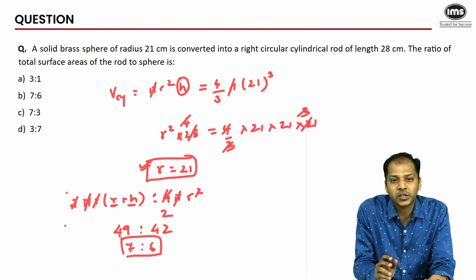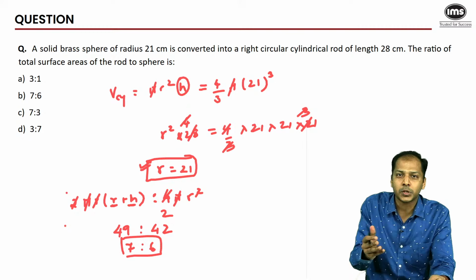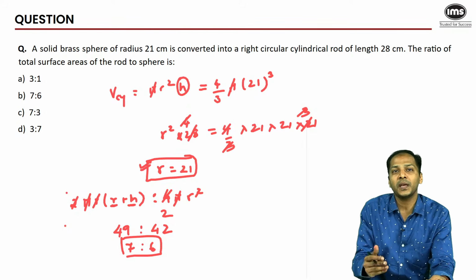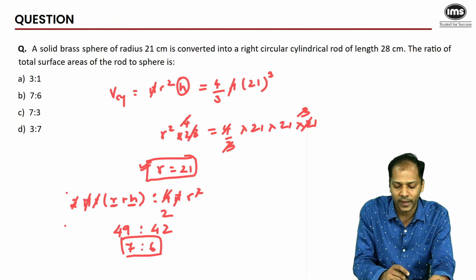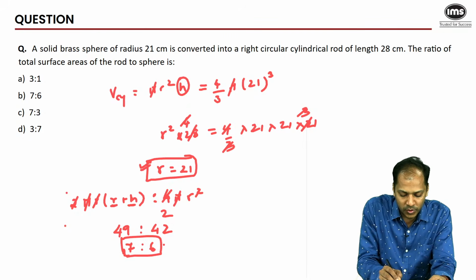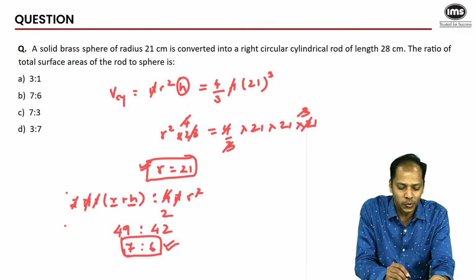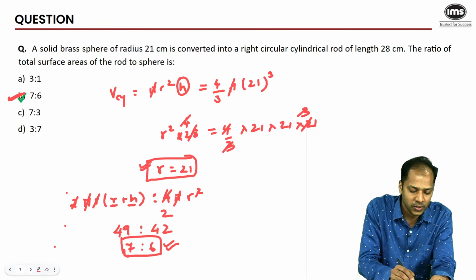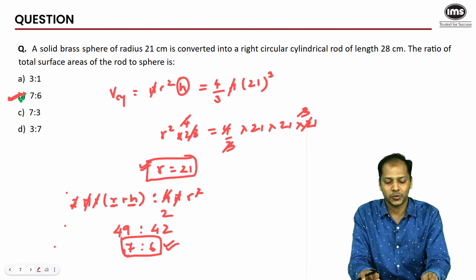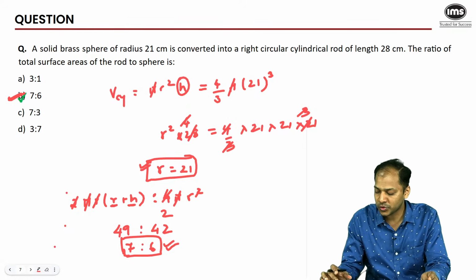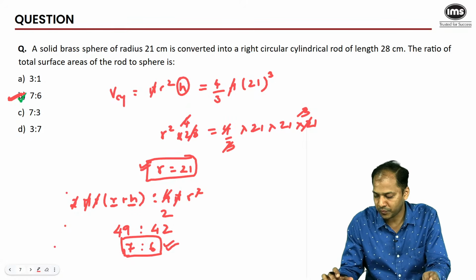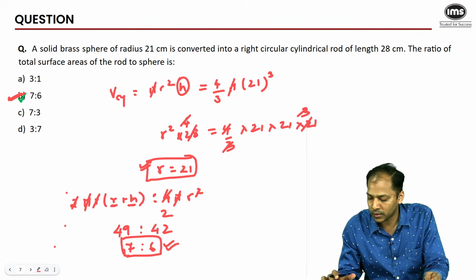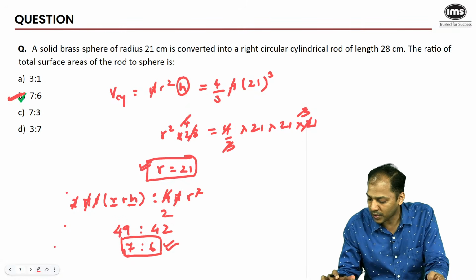Fortunately for us, the calculation became a little easier because the radius of the cylinder also came out to be 21. So things cancelled out quite easily. Okay. So therefore the ratio is 7 is to 6. The correct answer to this question is option B, that is 7 is to 6. Okay. So yeah, I hope this question is understood. Okay. So filtering through the chat related to solving.